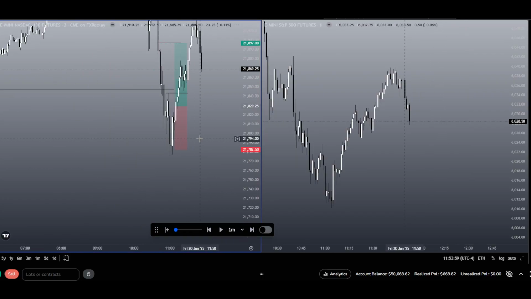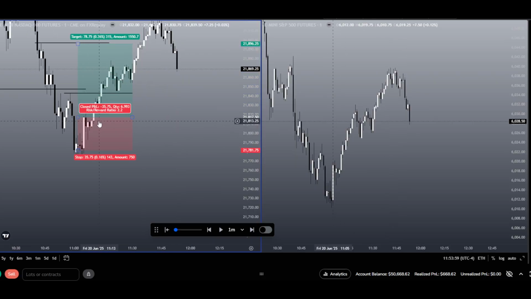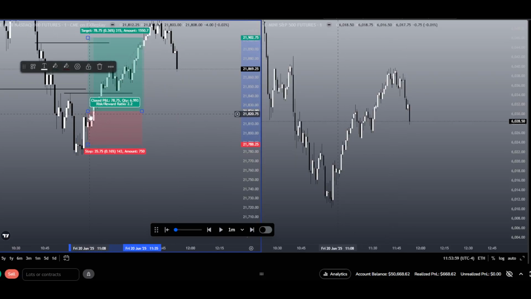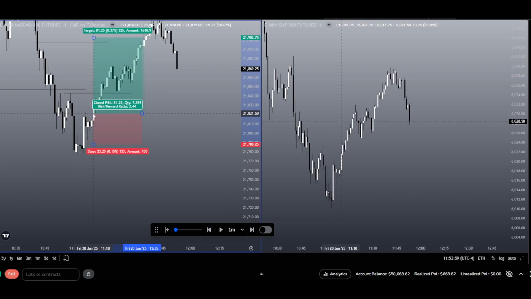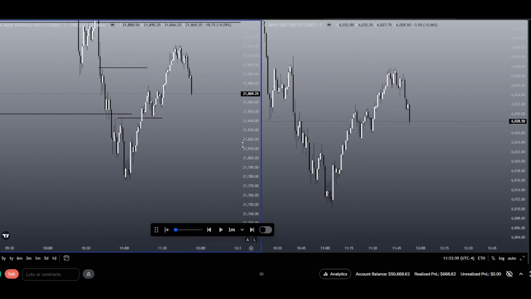So the singular gap here is the 2 minute, so you could just enter here at half size, and then you add in when the 1 minute breaks and you get a fill that's like 50%, so the average is like here. I probably should have done that. I missed it. It's fine though.